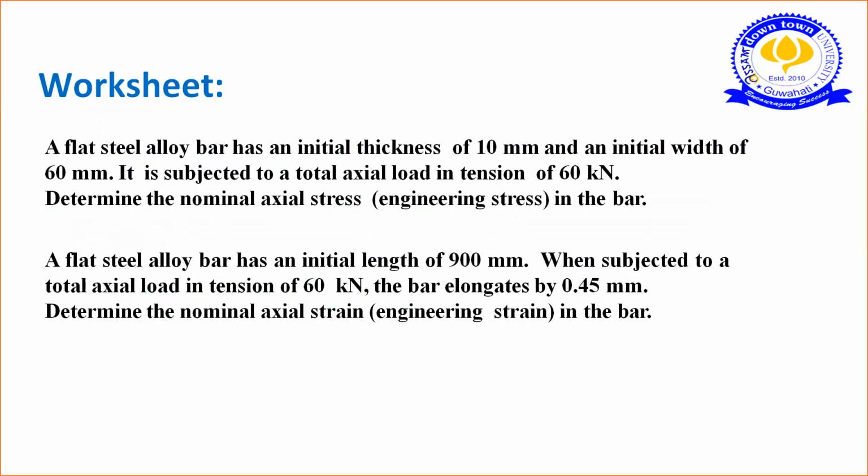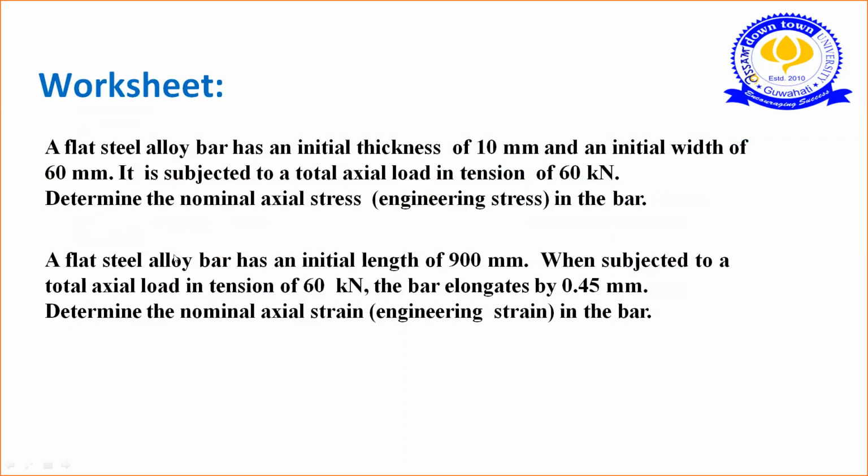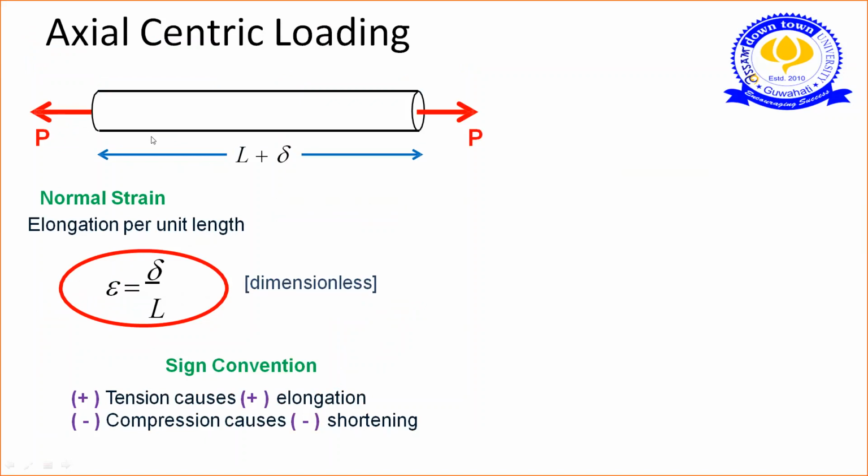Ma'am, 10 into 60, can you explain this one? 10 into 60 for this part, for the area. This is the length now. In strain, what is the formula? Change in length by original length. Here we have to consider only the length, because the length part will change. There is a change in your length in the strain part. See the formula, only the length part we have to consider.